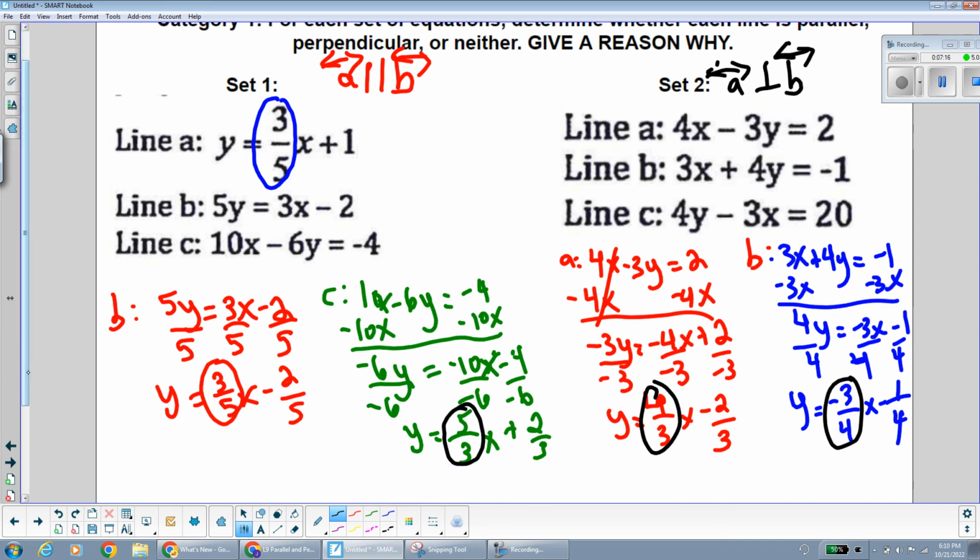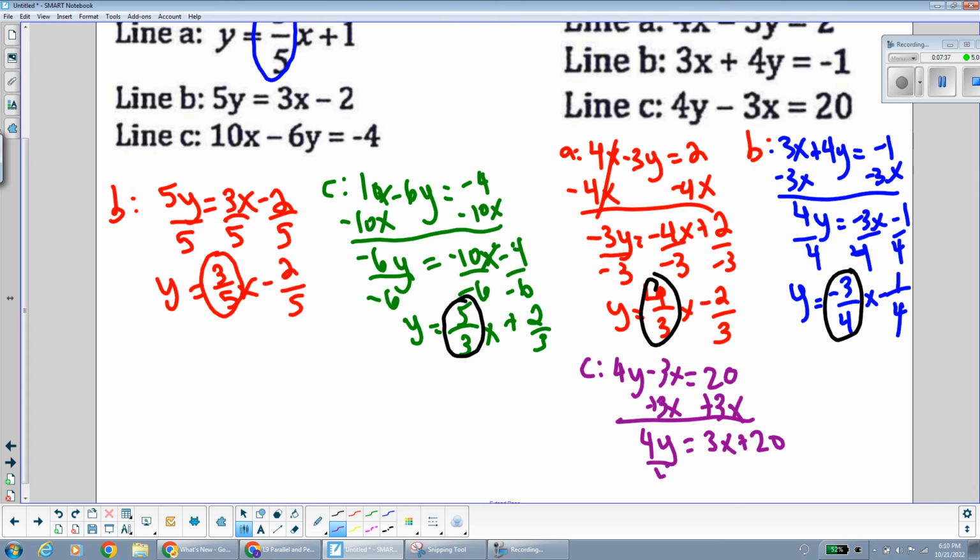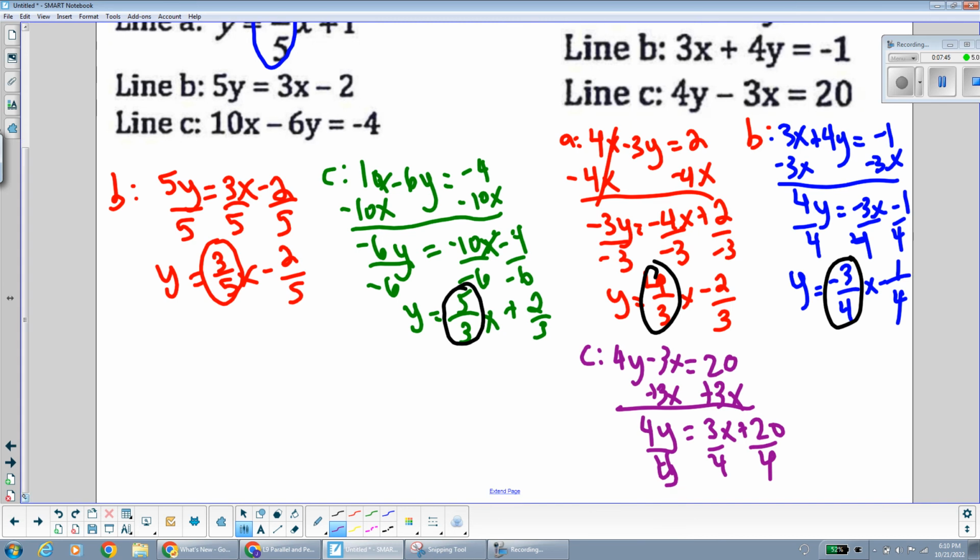Let's see if line C has a relationship to either of the other lines. So let me write down the equation, and we will move everything away from the y term. And lastly, we just need to divide everything by 4. Let me get a little bit more space here. So we have y is equal to 3 over 4x plus 5.